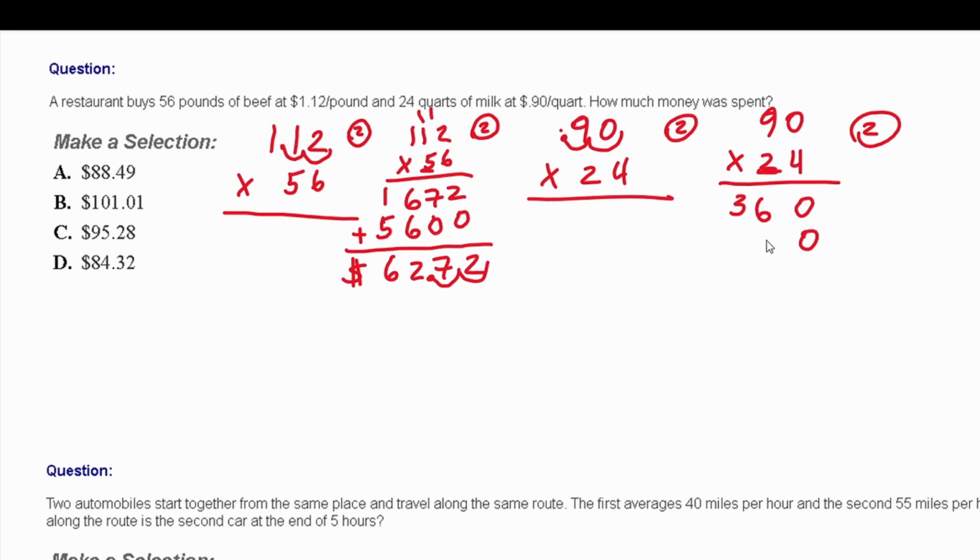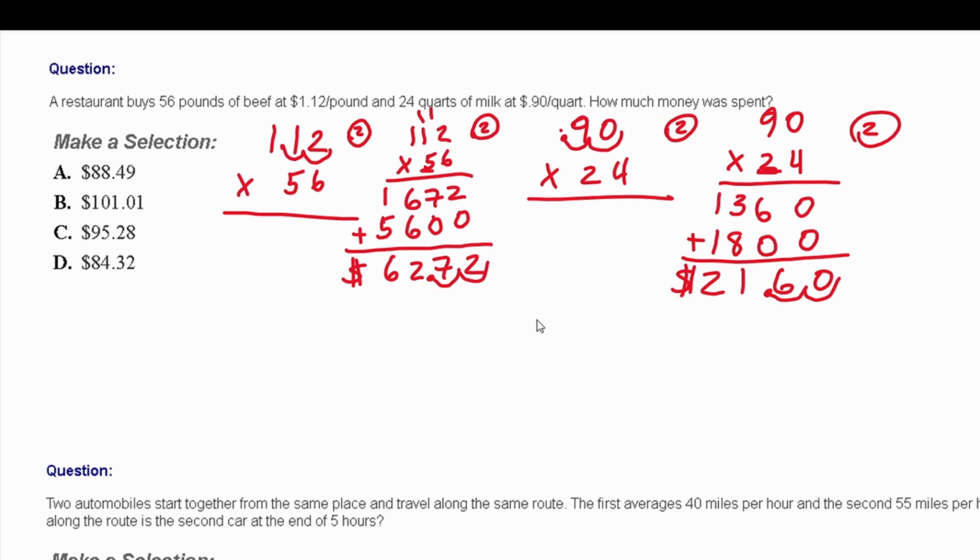2 times 0 is 0. 9 times 2 is 18. Let's add these up. 0 plus 0 is 0. 0 plus 6 is 6. 8 plus 3 is 11. Carry 1. 1 plus 1 is 2. Bring in our two decimals. All right, now all we have to do is add 62.72 and 21.60 together.